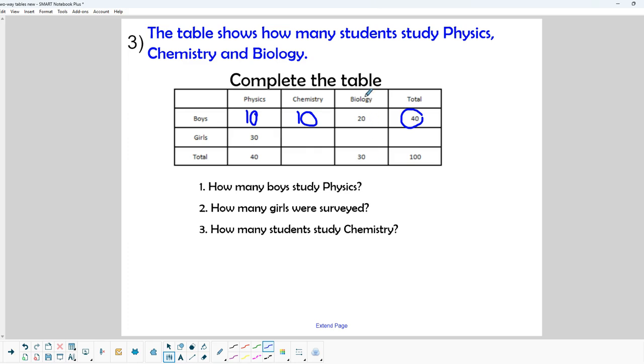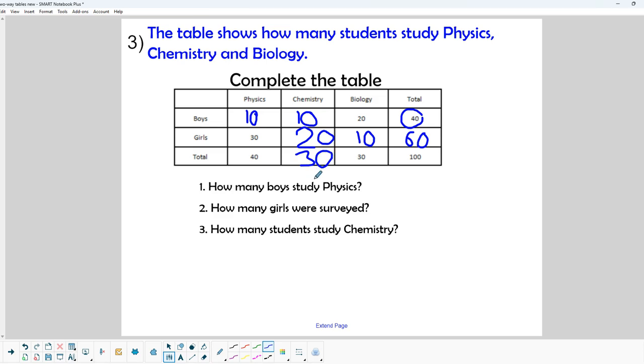In this last one under biology, we know that 20 and 10 add up to 30. In the last column, we know that 100 minus 40 would give us 60 right here. And now 30 plus 10 is 40. 60 minus 40 gives us a 20 in this spot. And then 10 plus 20 is 30.